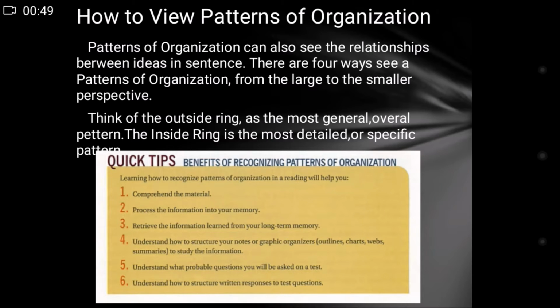So how to view patterns of organization? Patterns of organization can also show the relationship between ideas in a sentence. There are 4 ways to see patterns of organization, from a large to a smaller perspective. Think of the outside rings as the most general overall patterns. The inside rings are the most detailed or specific patterns.